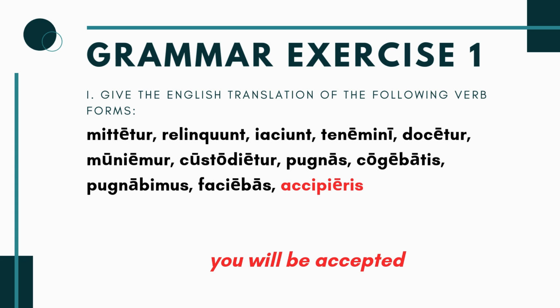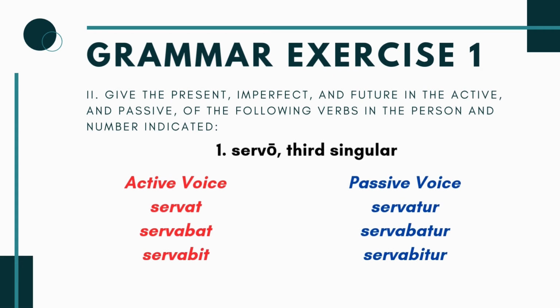So that's the first part. Hopefully that made some sense, just sort of translating your way through and making sure that you feel comfortable with it, right? The second part is slightly different. The instructions say give the present, imperfect, and future tense in the active and passive of the following verbs in the same person and number indicated, right? A lot of instructions there. But basically, we have number one, servo, right? Now, it's telling you to do third person singular, active and passive voice in present, imperfect, and future. So we'll go in that order.